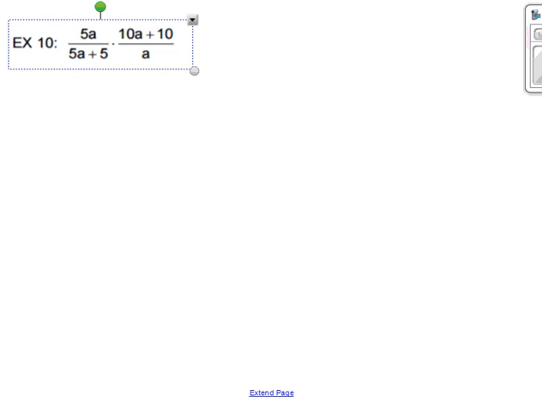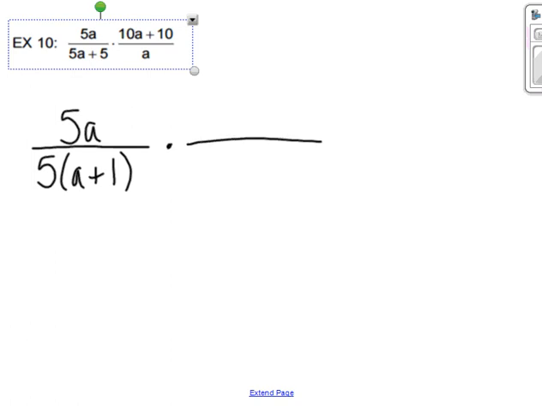Number 10. This one, you just want to make sure you're doing your GCF, so I'm going to factor it. 5a, I can't really do much with, but on the denominator, I can take a 5 out. If I were to redistribute this, I get 5a plus 5, which is what I started with. And with this other one, I can factor out 10. You get 10 times a plus 1, and then a.